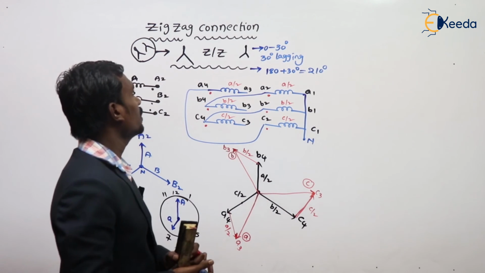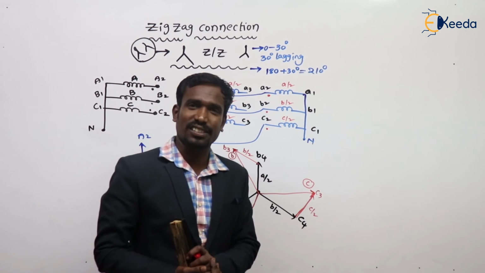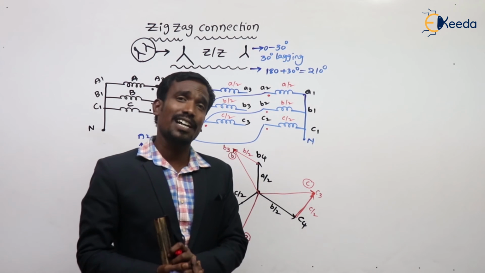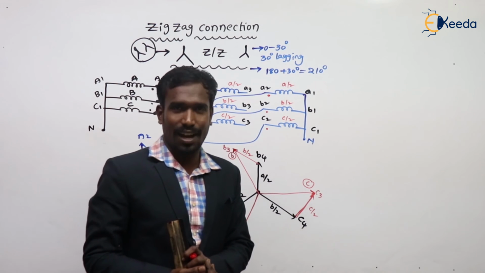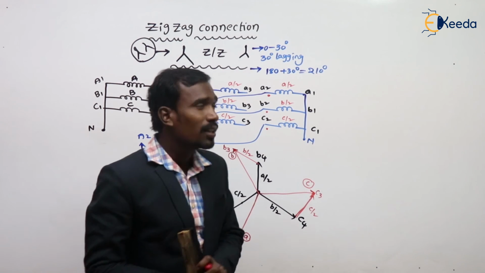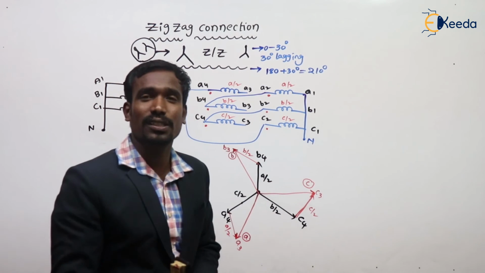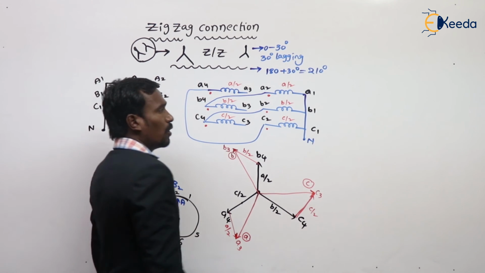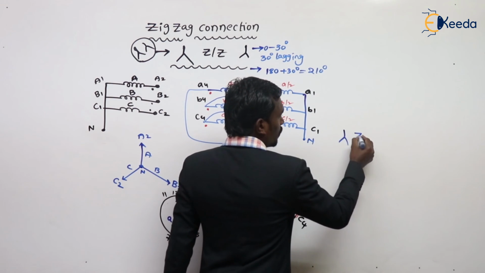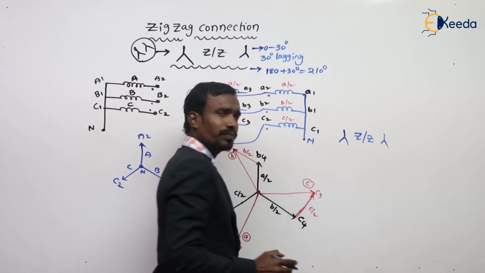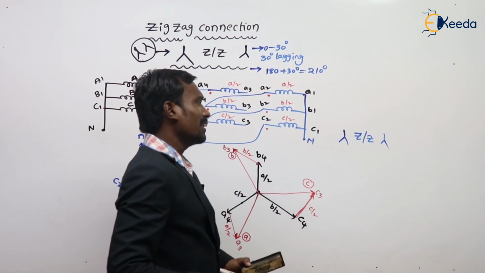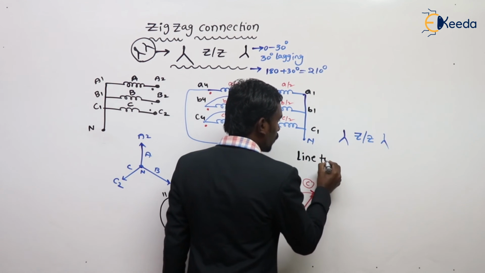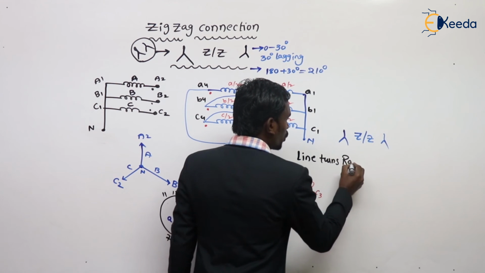This is simply about the three-phase transformer connections: delta delta, star star, delta star, star delta, delta zigzag star and star zigzag star. Right? Now the line turns ratio for star zigzag star. What is the line turns ratio for star zigzag star?